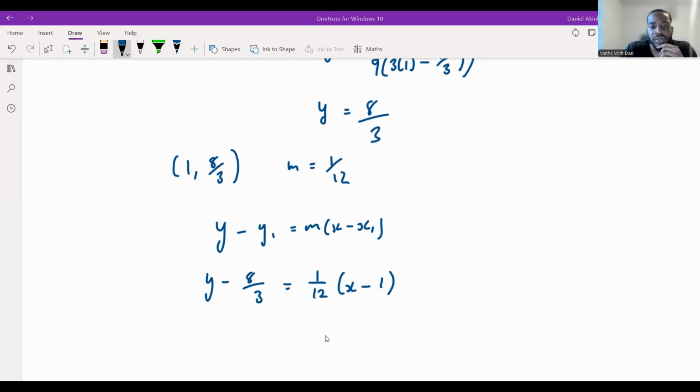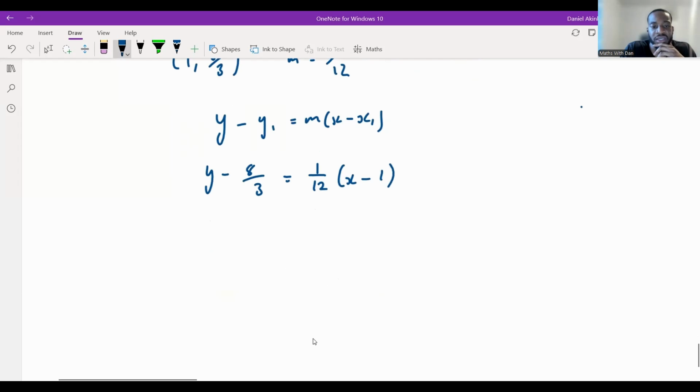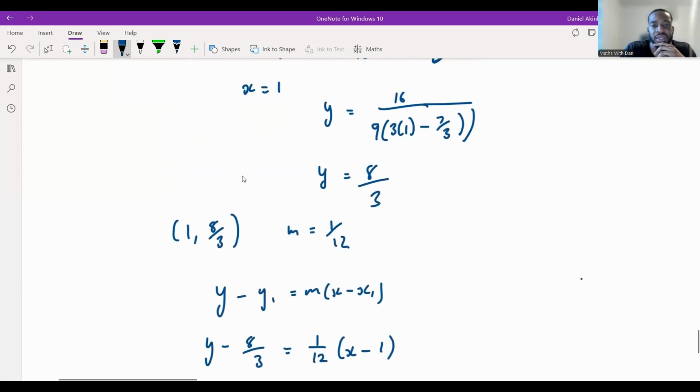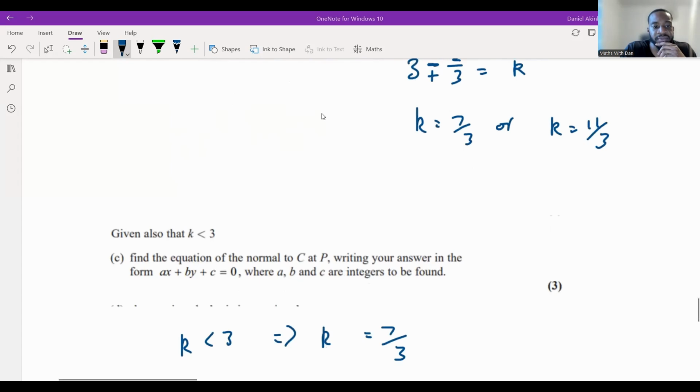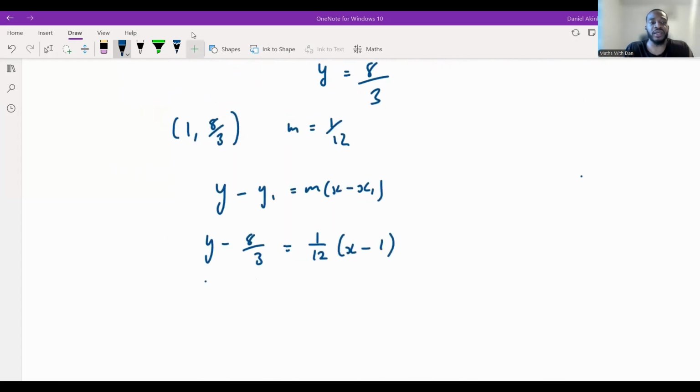Yeah, all good. Good stuff. Brilliant. So now with that being said, we can just rearrange because they wanted it in a certain form, didn't they? What form did they want it in? Give me a sec. It was ax plus by. Yeah, perfect. So what can I do here?